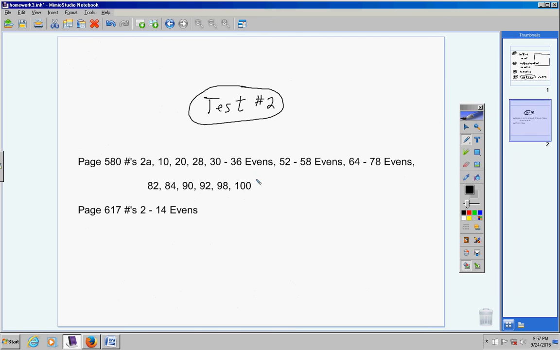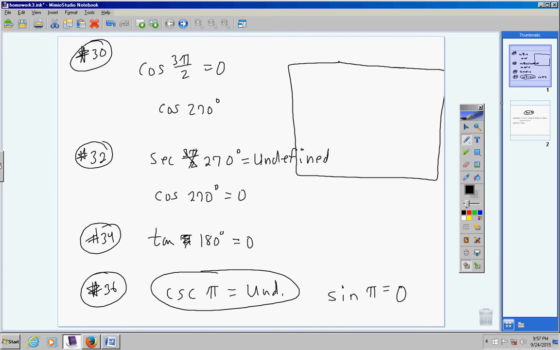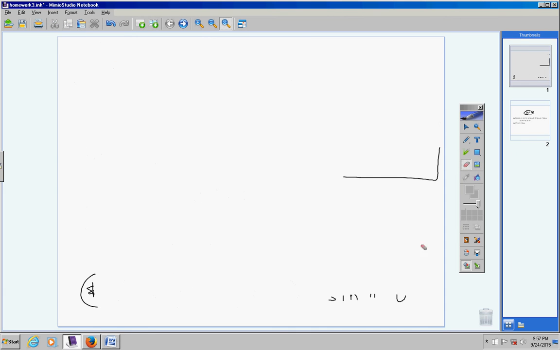Okay, moving on to numbers 52 through 58 even. And here we go. We're going to evaluate the sine, cosine, and tangent of the angle without using a calculator. So 52 through 58 evens. Here we go. Alright, number 52. They want us to find the sine, cosine, and tangent of 300.